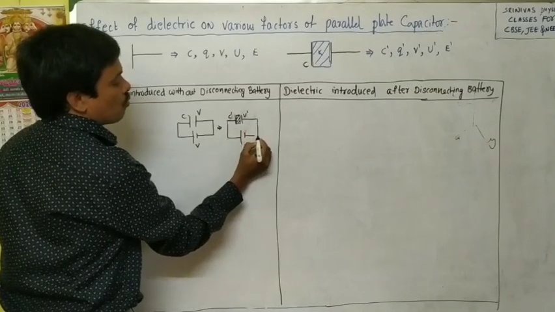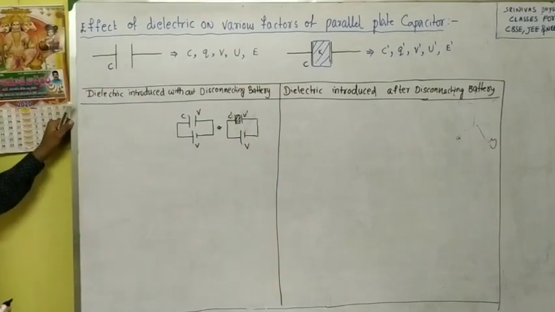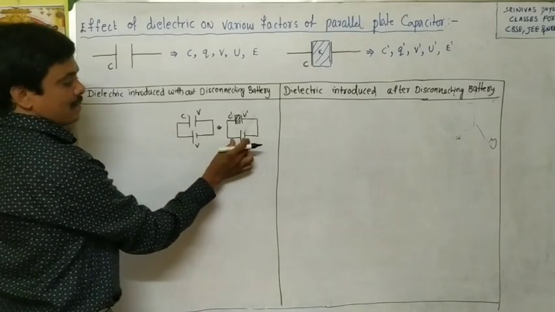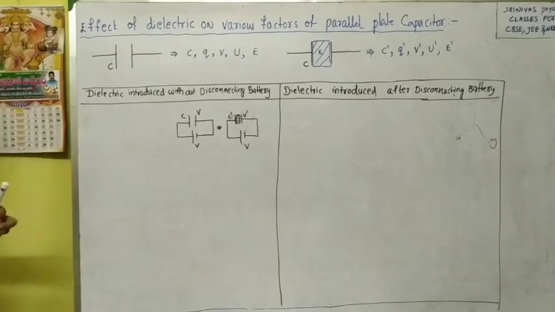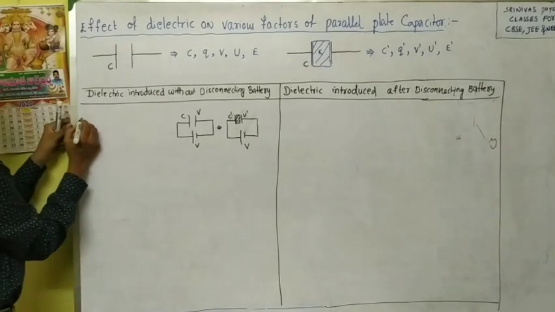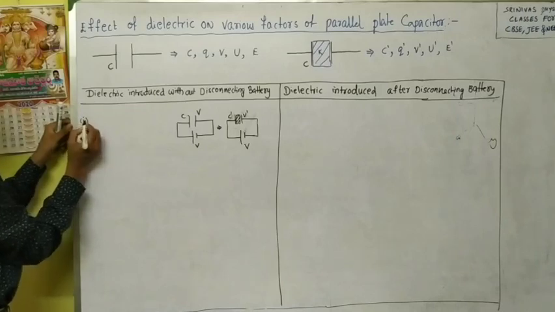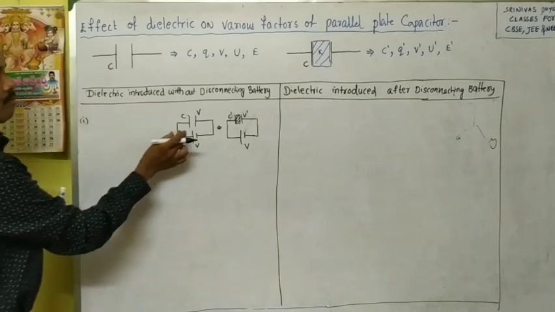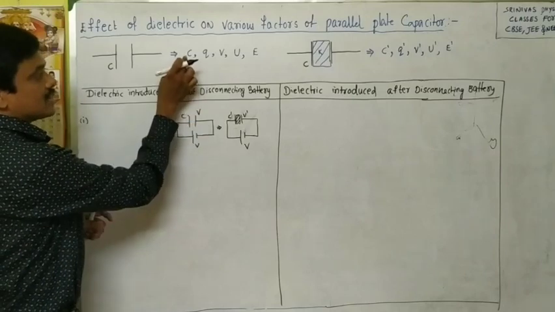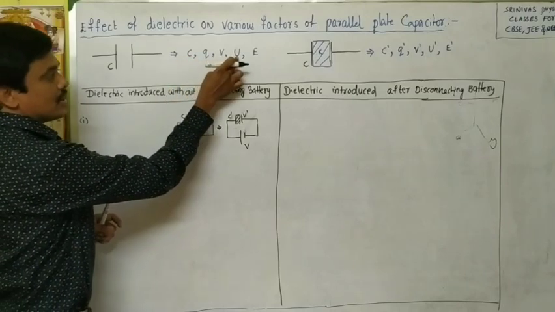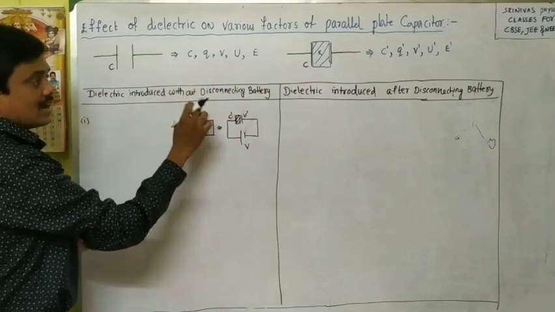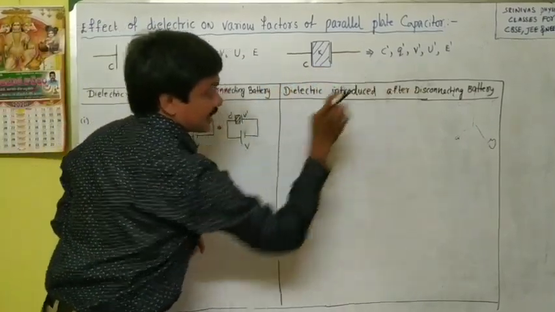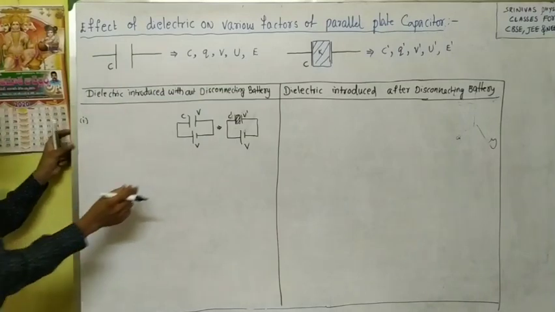We are not disconnecting the battery; we are simply placing one dielectric slab in between the two plates of the capacitor. In this case, the first point is what happens to the potential. Before placing the dielectric slab, we have charge Q, potential V, energy stored U, and electric field E. After introducing the dielectric slab, these are the factors. First, how will the potential change?